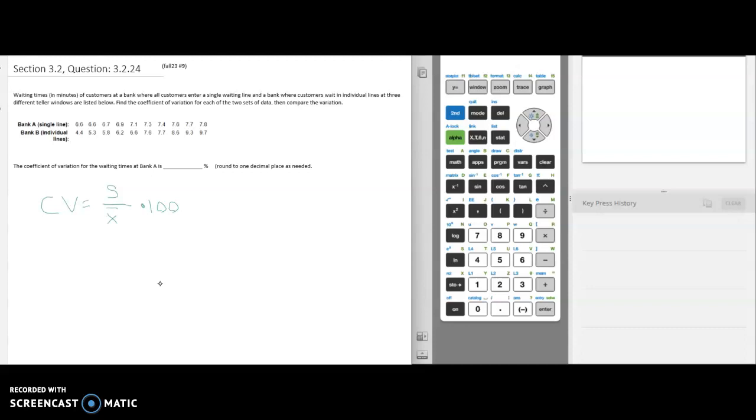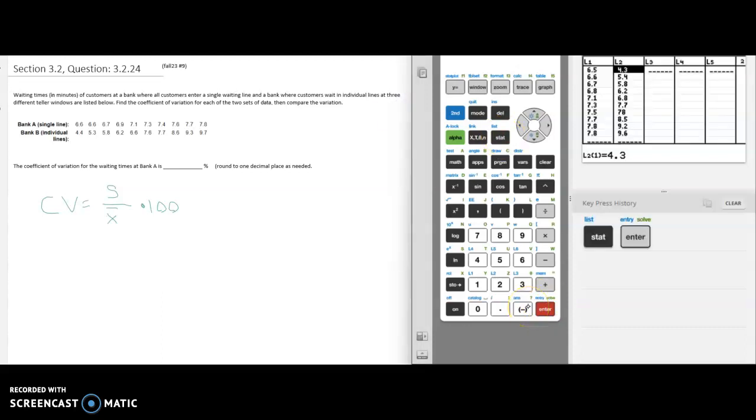To do this, we need to put the data in our calculator. You'll do that by going to Stat and Edit. In my list 1, I put the data for A. In my list 2, I put the data for bank B. So pause the video if you haven't done this and put your data in, and then we'll move on.